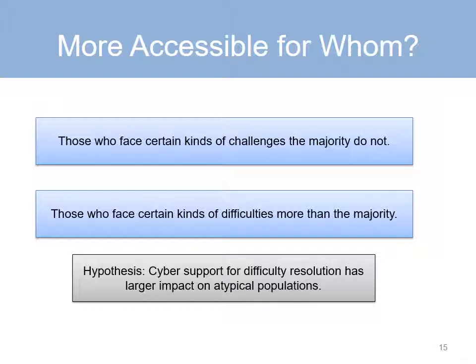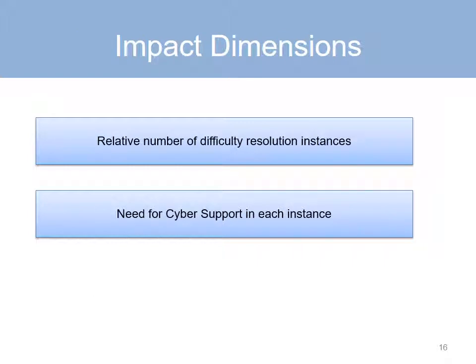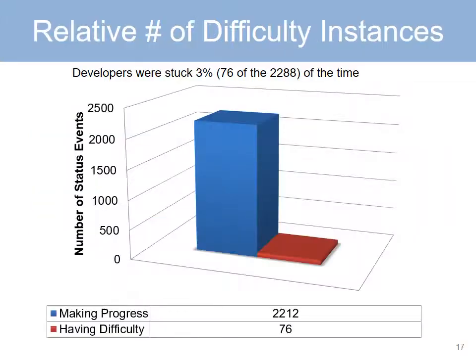Okay? Now, what do you mean by larger impact here? We can say that there are more difficulty instances to resolve. Okay? And the second is that in each instance, help is more useful. Okay? And sort of quantify the number of instances. You can take the number of instances they didn't face difficulty in and the ones in which they did and divide and say what the ratio is. And here's an experiment that shows you what kind of ratios we find in our experiments with the typical population.